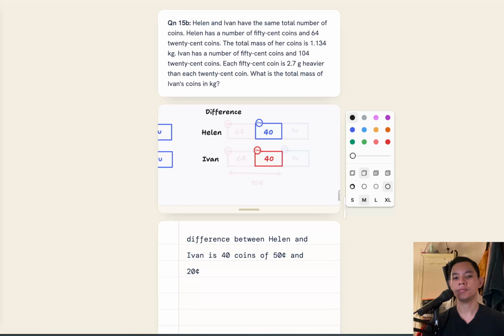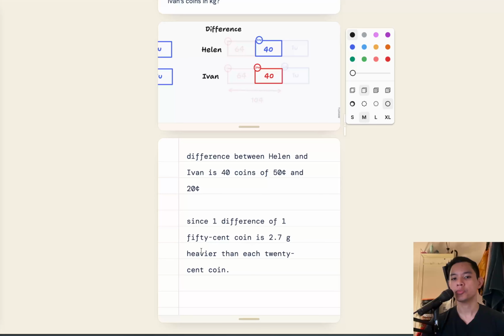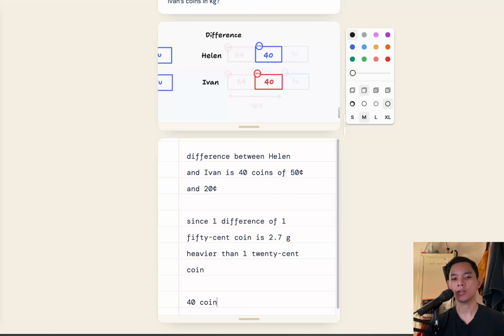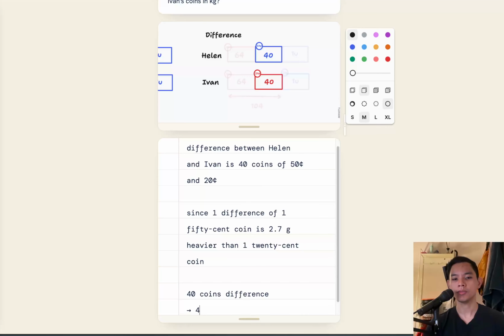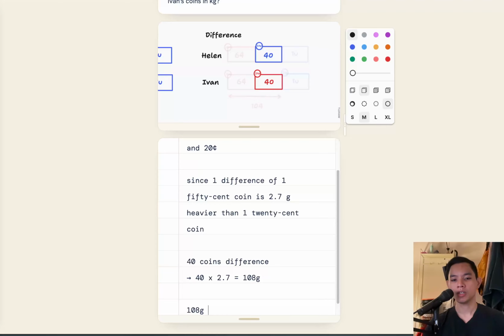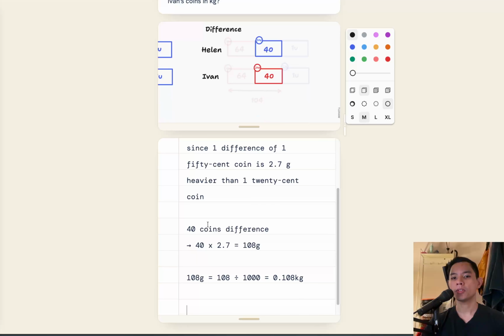And the thing is that since one 50-cent coin is 2% heavier than a 20-cent coin, that means 40 coins difference would then be 40 times 2.7, and this will give us 108 grams. In this case, we need to convert 108 grams into kilograms. So 108 divided by 1000, this will be 0.108 kilogram. So 40 coins difference, or difference between Helen and Ivan, right?